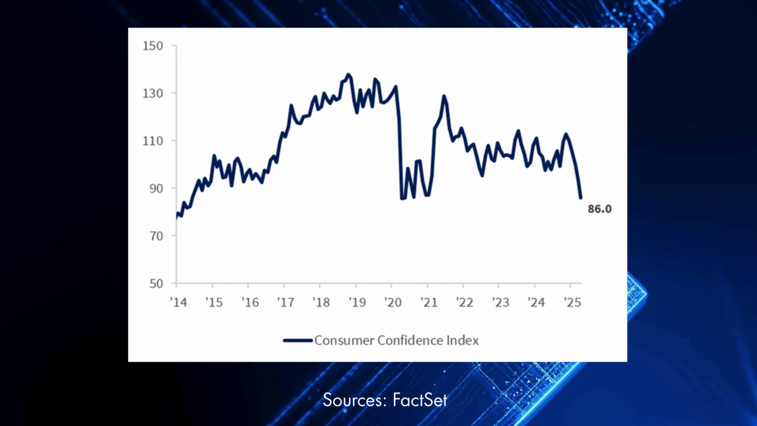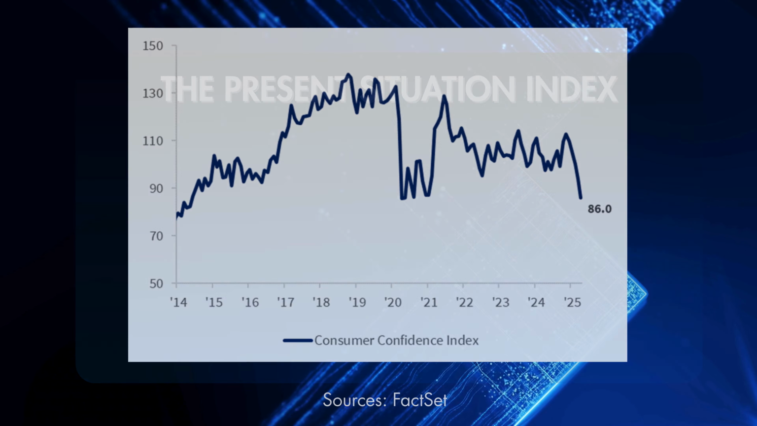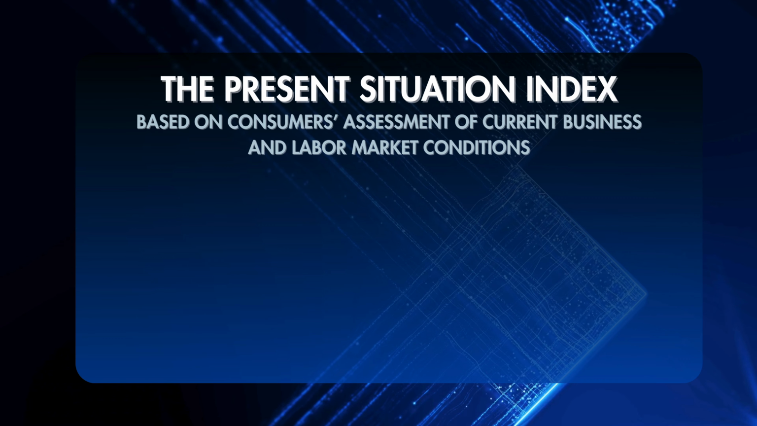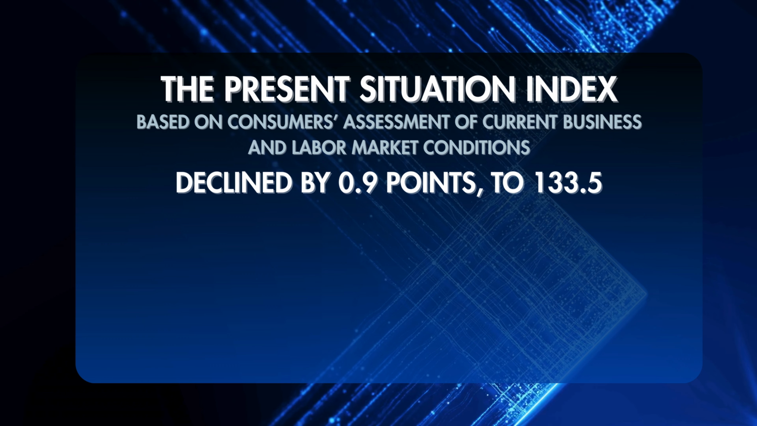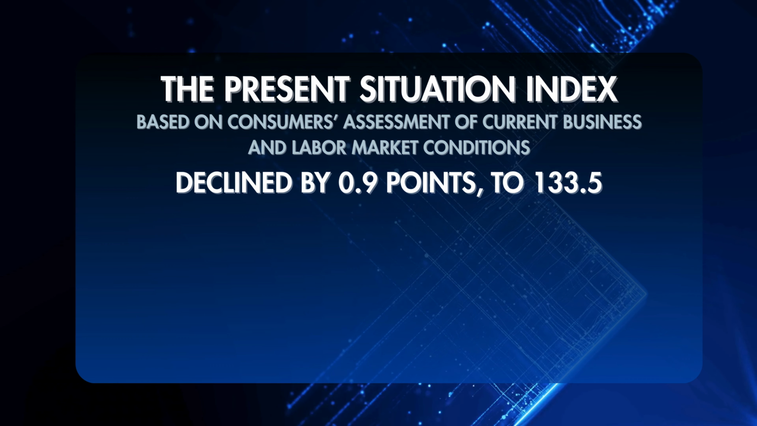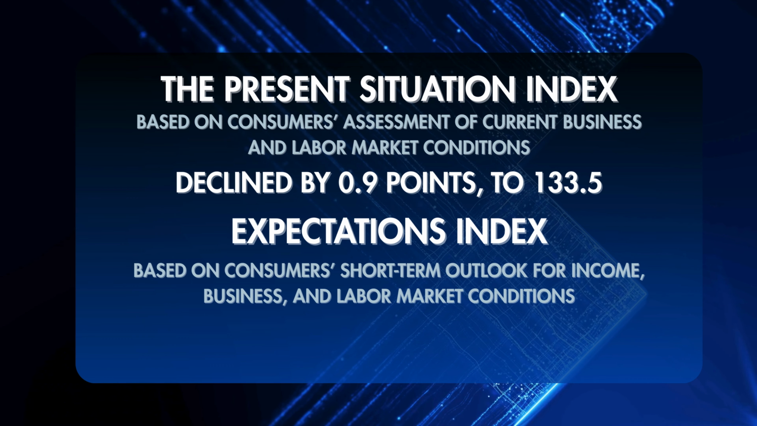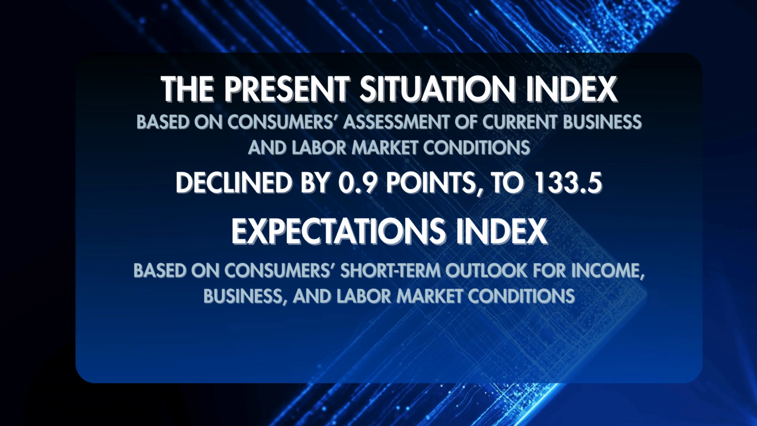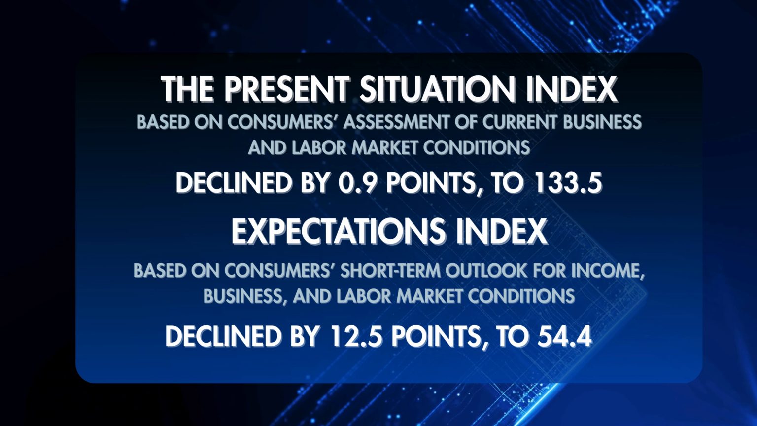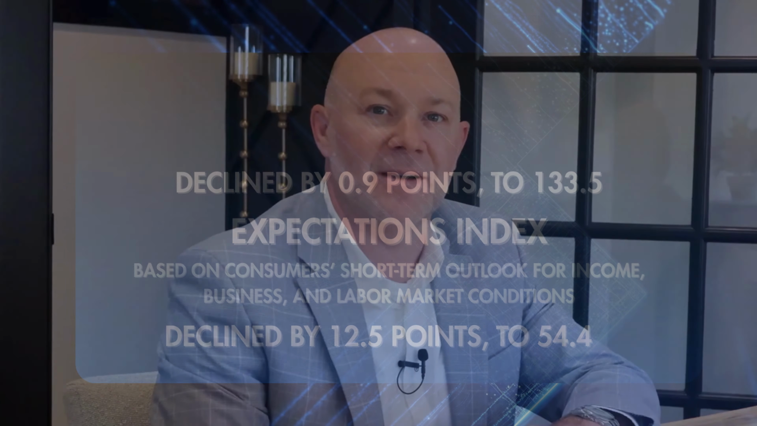Next is the Consumer Confidence Index published by the Conference Board, which fell to 86 in April, with the 2 components of the index declining. The Present Situation Index, which is based on consumers' assessment of current business and labor market conditions, declined by 0.9 points to 133.5, while the Expectations Index, which is based on consumers' short-term outlook for income, business, and labor market conditions, fell by 12.5 points to 54. According to the report, this is the lowest reading for this index since October 2011.